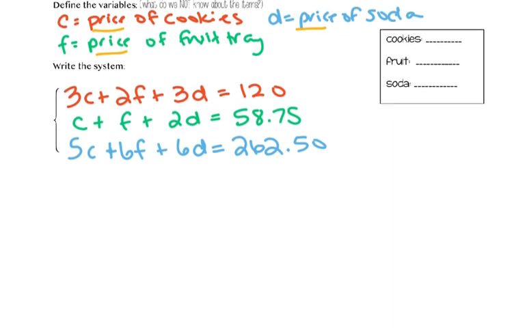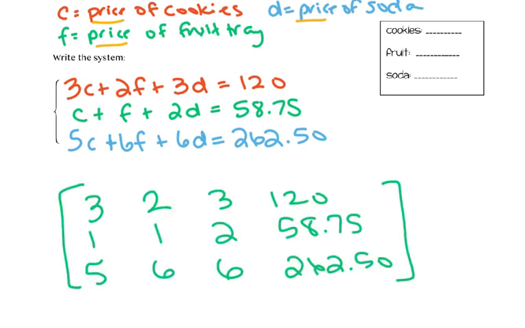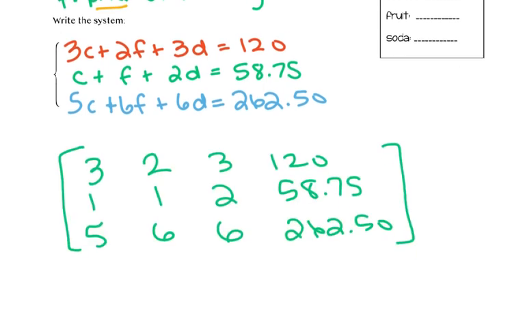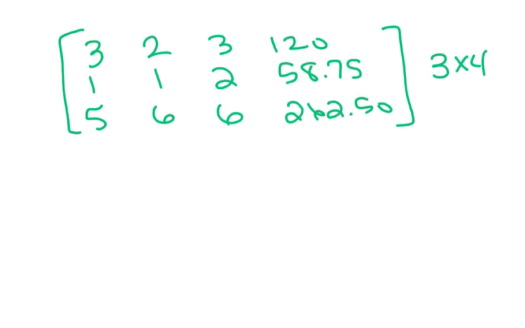You're now going to enter into your calculator the augmented matrix. So this is the augmented matrix you're going to enter. This is a 3x4 matrix, so you need to make sure you tell your calculator that's what you're doing. Okay, and I'm going to just assume that we're calling it matrix A in your calculator.